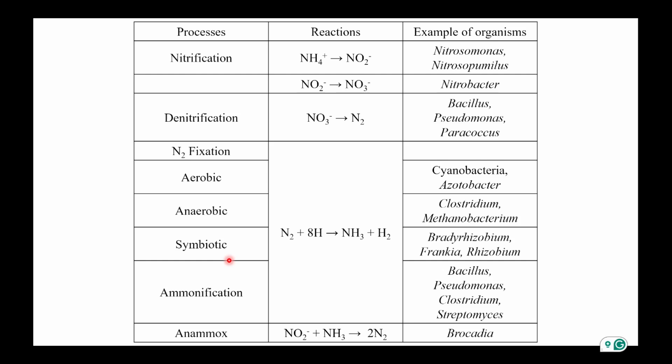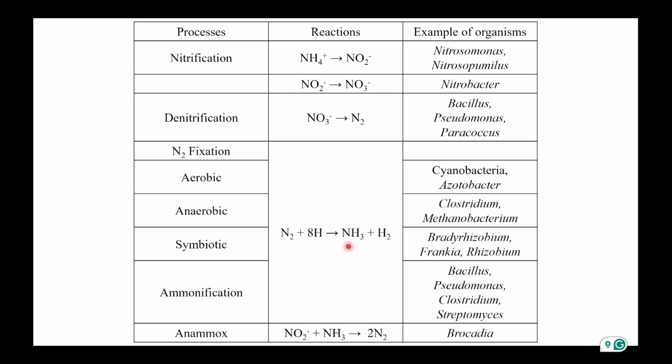So that is a symbiotic relationship. So there are certain bacteria that are symbiotically fixing the nitrogen. Okay, then there is another process called ammonification, where the nitrogen present in the organic waste matter is converted into ammonia. Once all the nitrogen is converted into ammonia, this ammonia can now be used by certain other bacteria.